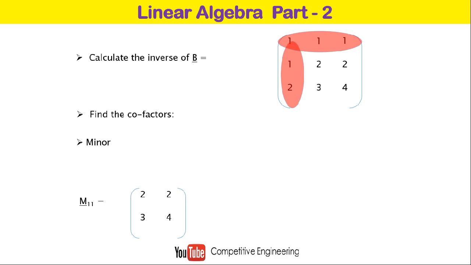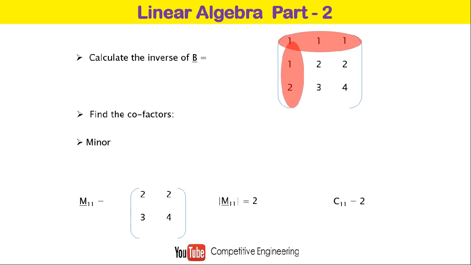The determinant of this matrix is called the minor of the element A11. So M11 is 2 into 4, that is 8, minus 2 into 2, that is 4, that is 8 minus 4. Then the cofactor is equal to 2. Why? Because the cofactor is minus 1 raised to i plus j into the determinant, the minor value. So C11 is equal to minus 1 raised to 1 plus 1 into the minor, that is equal to the minor itself.